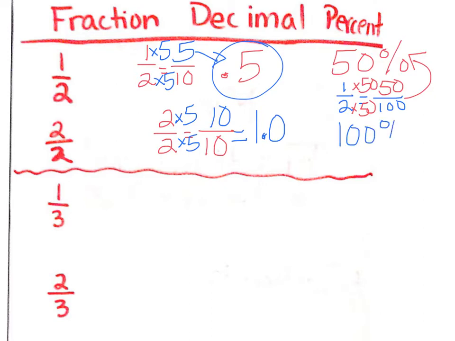Think about a test. If there were only 2 questions and you got them both right, you would have 100% on that. So in your books, you should have everything written that you see on the screen. Pause it if you need to.